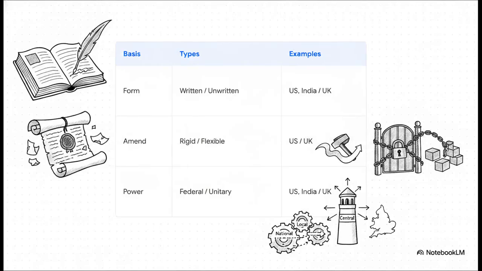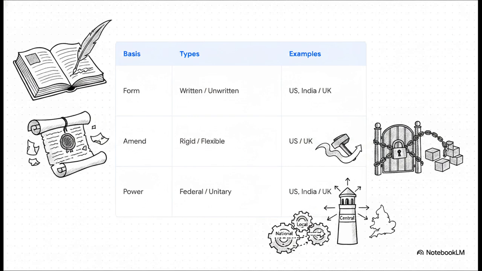So, how do these features actually map across the globe? When we look at form, we have written versus unwritten constitutions. The US and India are written in single master documents, while the UK is unwritten, meaning it's built from historical texts like the Magna Carta, along with conventions and case law.